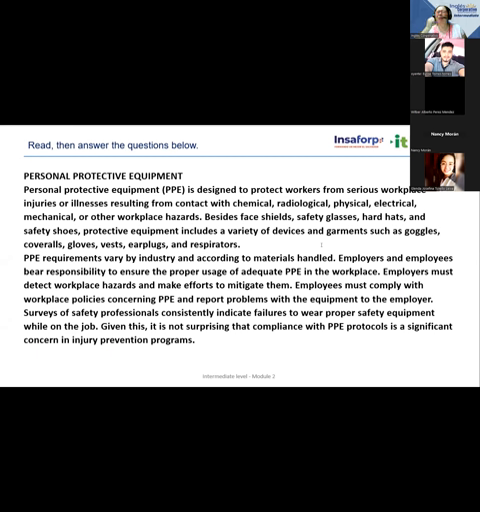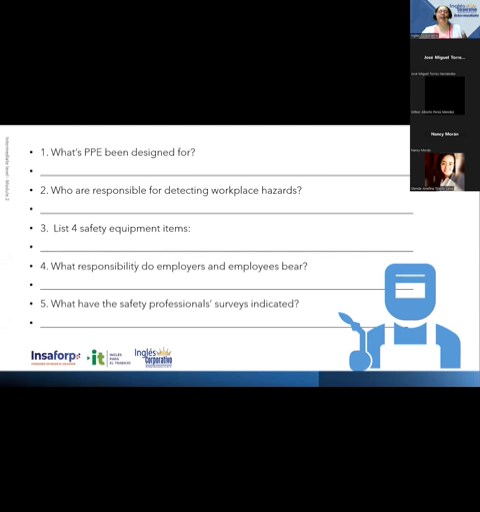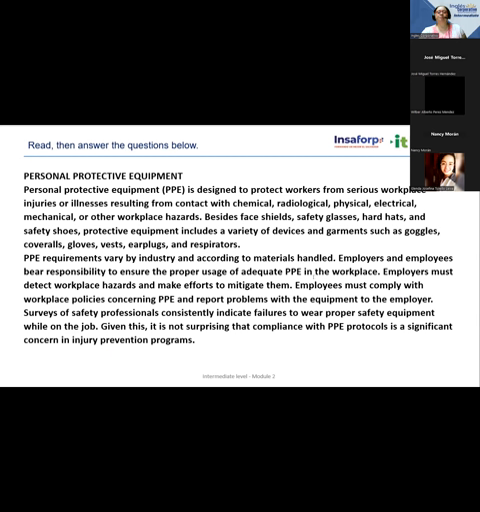Earplugs. Goggles, earplugs, gloves, vest, coveralls, respirators. Okay, good. And number four, what responsibility do employers and employees bear? Comparten. Okay, comparten y enfrentan juntos, ¿sí? To mitigate. The responsibility to ensure the proper usage of PPE in the workplace. Okay. Employers and employees bear responsibility, as you said before, to ensure the proper usage of the adequate PPE in the workplace.